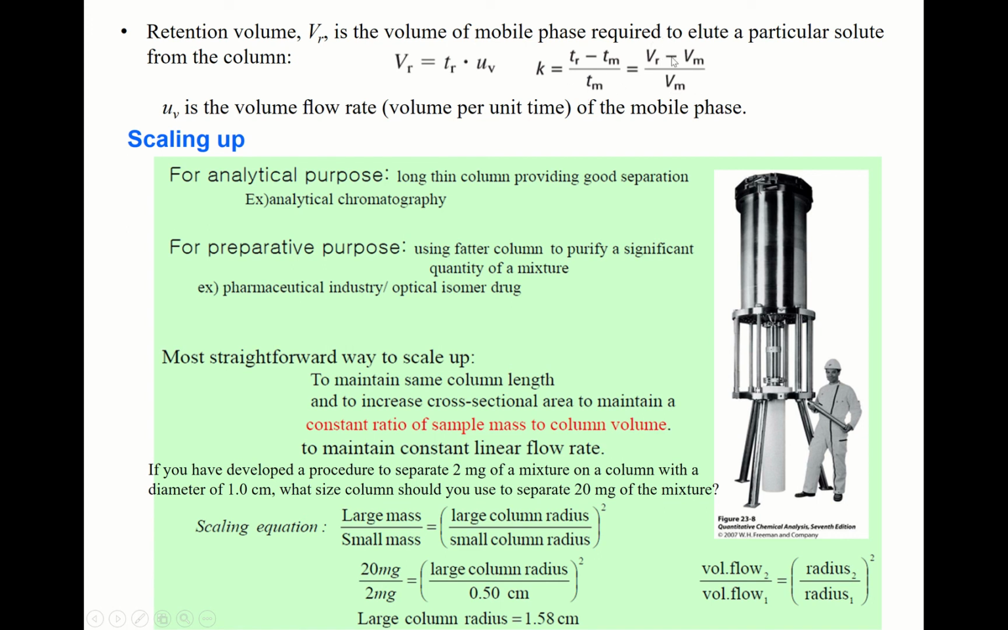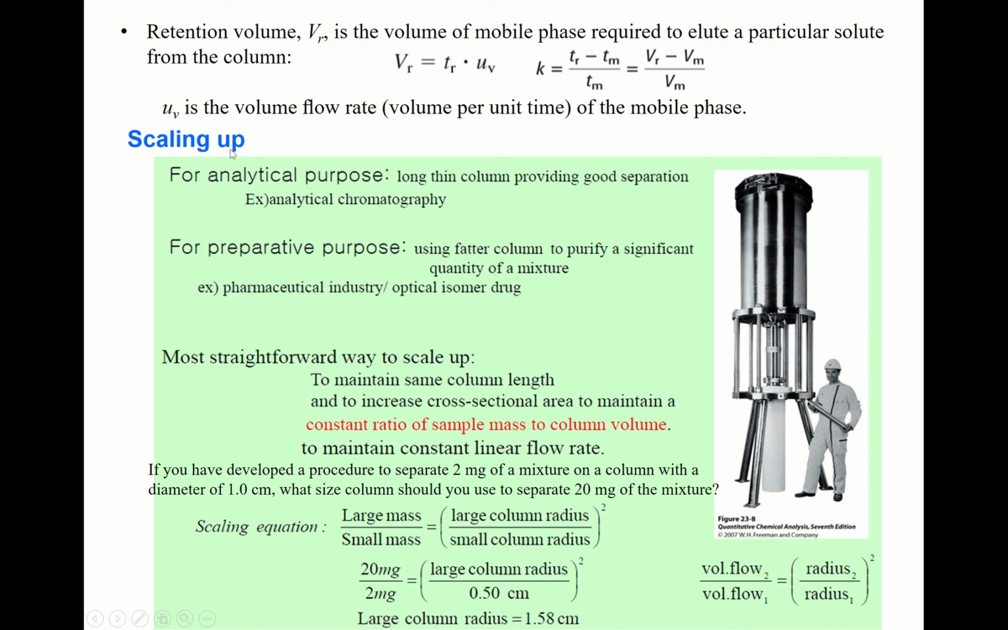Retention volume VR minus Vm, where Vm is also a retention volume, for what? A non-retained solute. In our previous example, that is methane. Divided by Vm. That is another calculation for this capacity factor.